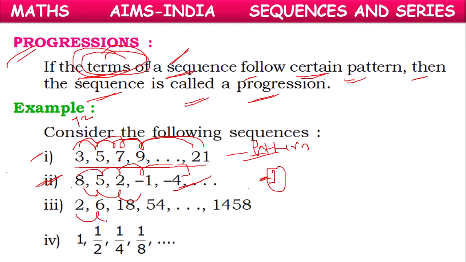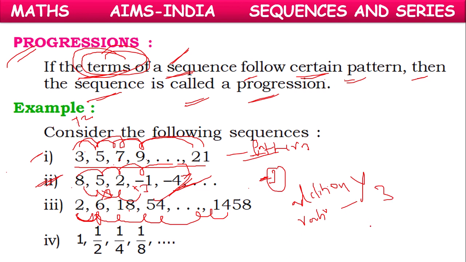Next, 2, 6, 18, 54, and so on up to 1458. 2 plus 4 is 6, 6 plus 4 is 10, so they are not following an addition pattern. Let's see with another operation. 2 times 3 is 6, 6 times 3 is 18, 18 times 3 is 54. This means they have a common ratio of 3. That is the pattern they are following, so this third one is also an example of a progression.